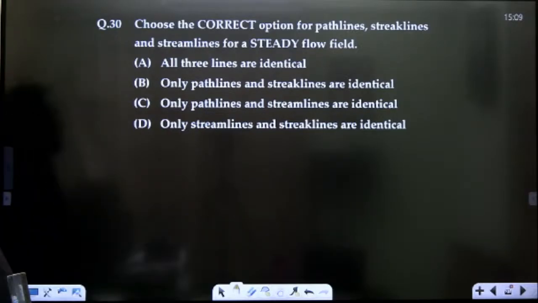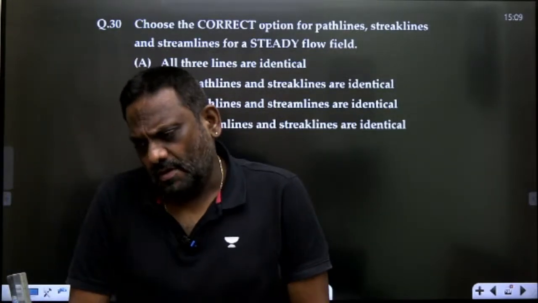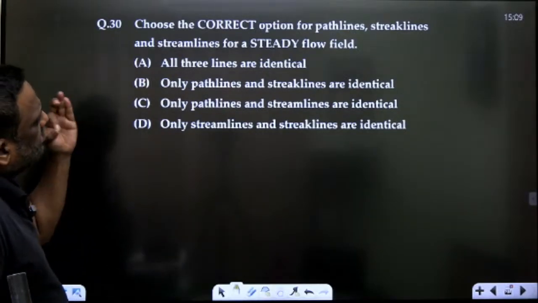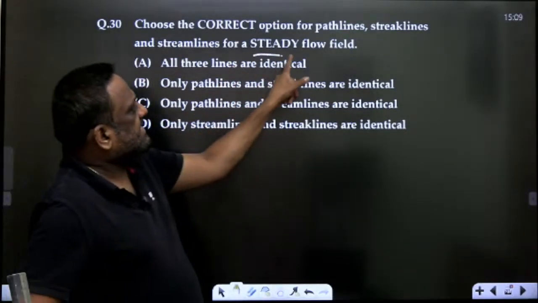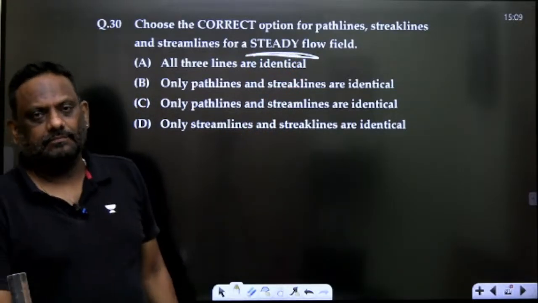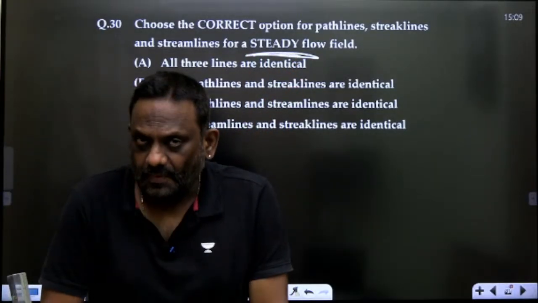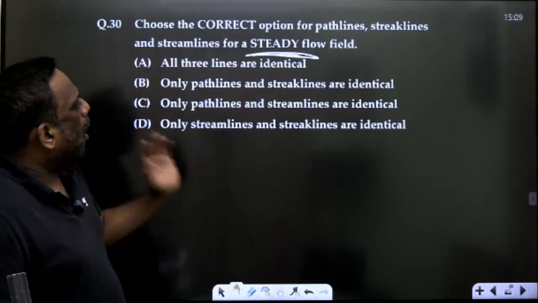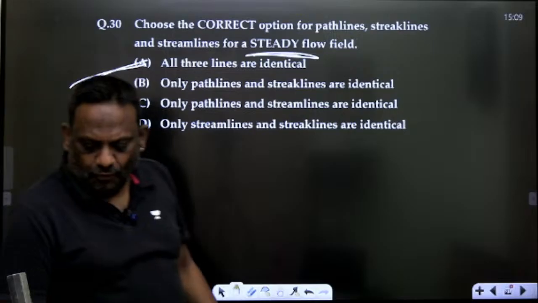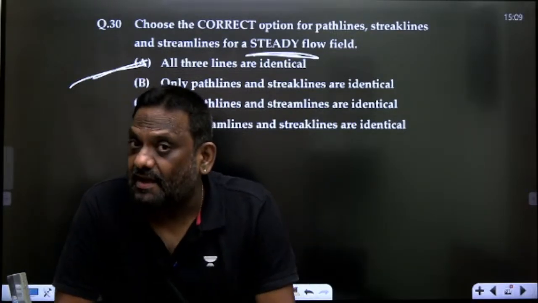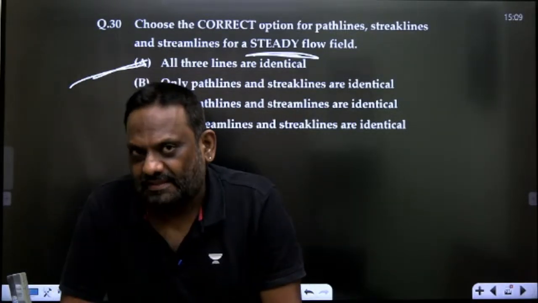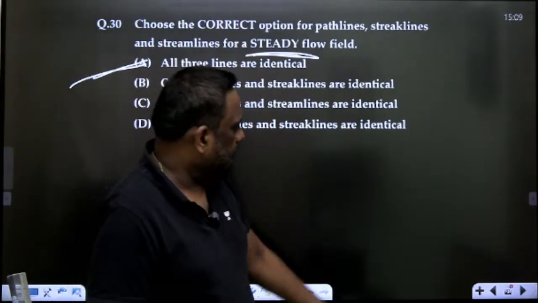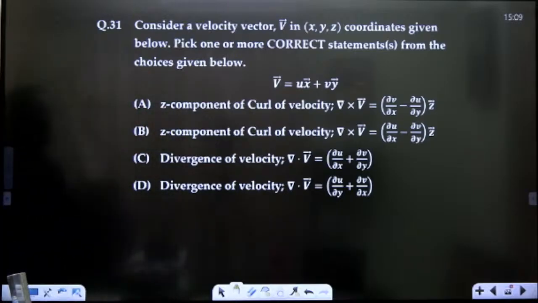ये मैक्सिमम पूछा जा सकता सर, दिस क्वेश्चन. Select the correct options for streamlines, streak lines, path lines for steady flow. And steady flow के लिए streamlines, streak lines, path lines all are identical. For steady flow all are identical. मैंने कितना अच्छा beautifully illustrate करके क्लास में बताया था. Wind blowing from north to south, west to east, ऐसा कुछ बताया था क्लास में. True.